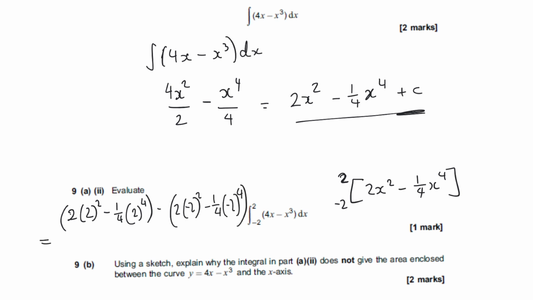Okay, so if we work that out, that would leave us with 8 minus 4 minus 8 minus 4. Haha, we have a problem. So this would result in 0.